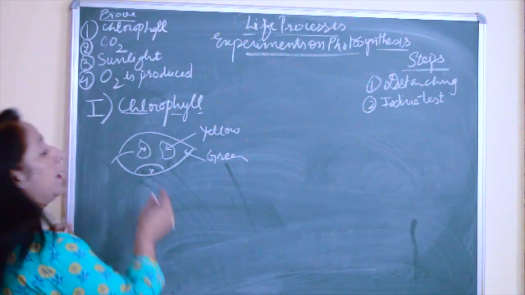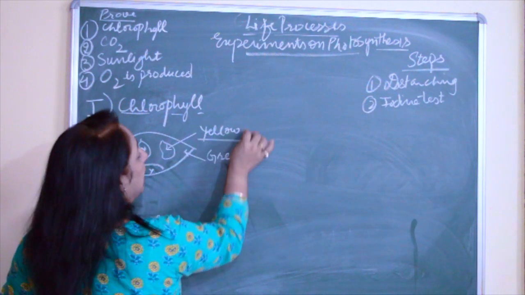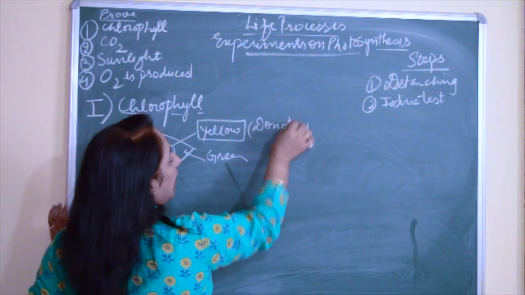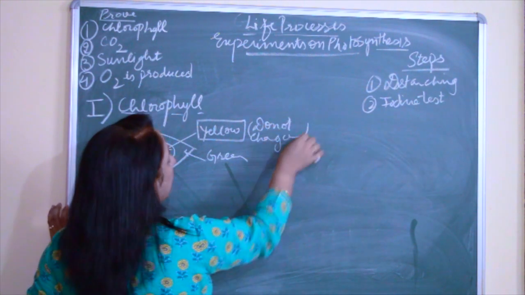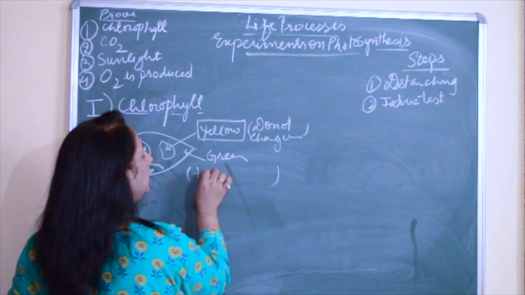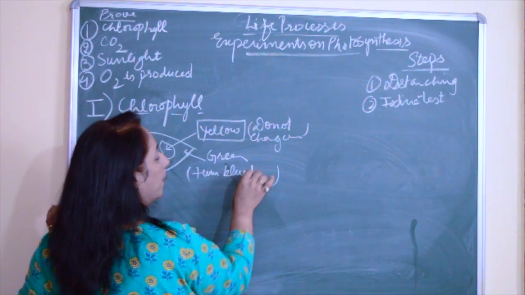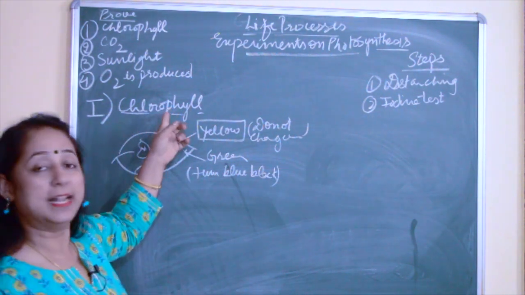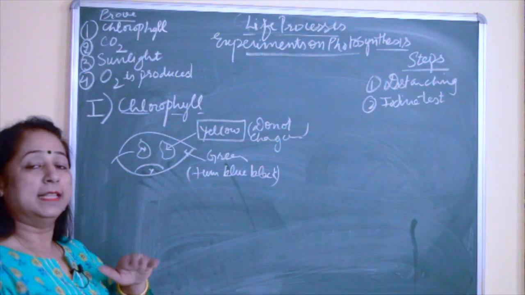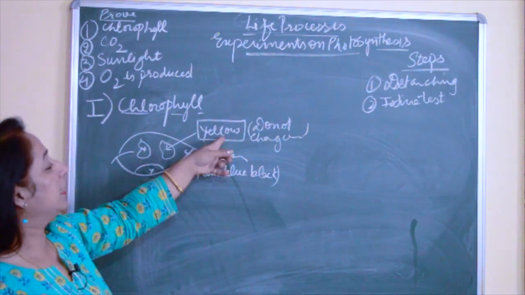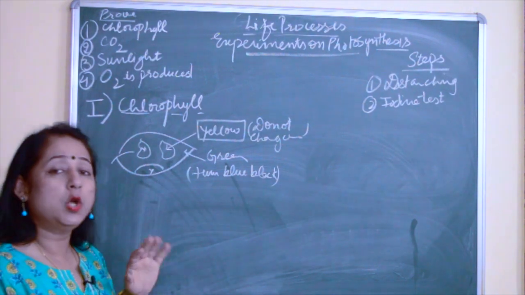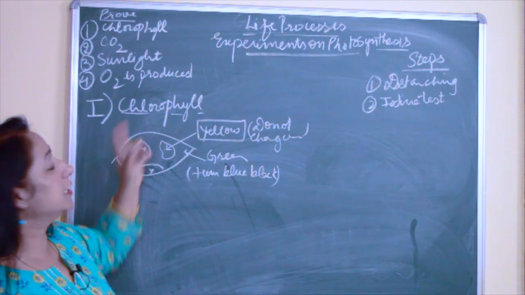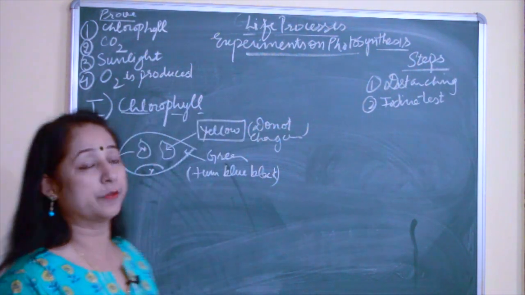What do we observe? That the parts of the leaf which were yellow in color, they do not change color, and the green parts, they turn blue black. Why? Because the green part was containing chlorophyll and it had performed photosynthesis, and hence the color changed to blue black, whereas the yellow part had no chlorophyll, so no change in color took place in the yellow portion of the leaf. So this is an experiment to prove that chlorophyll is necessary for photosynthesis.